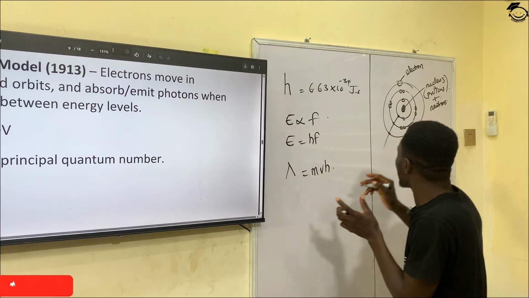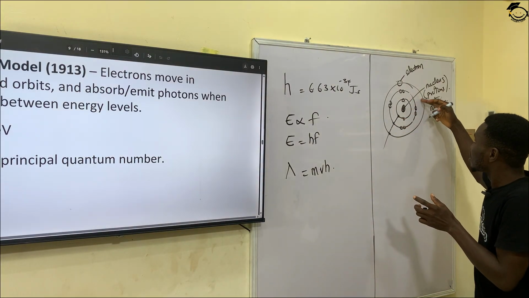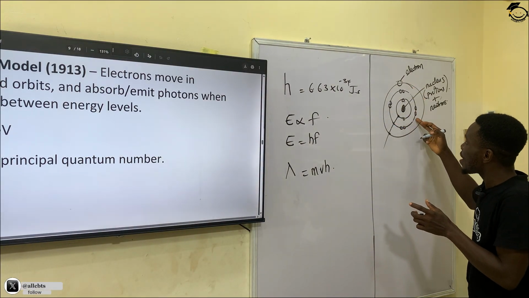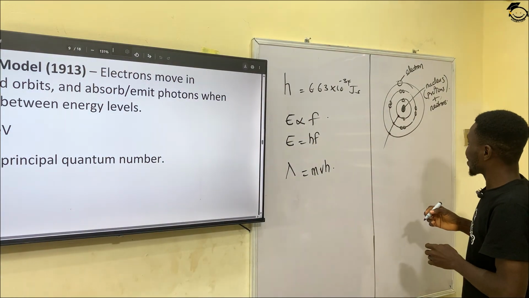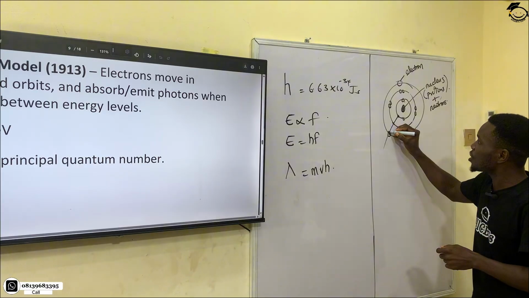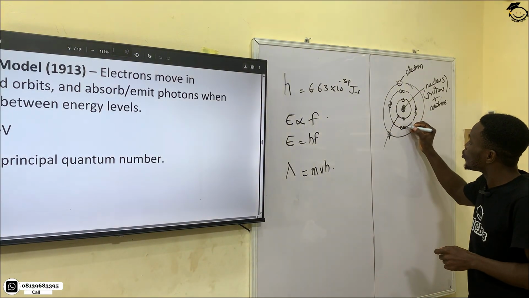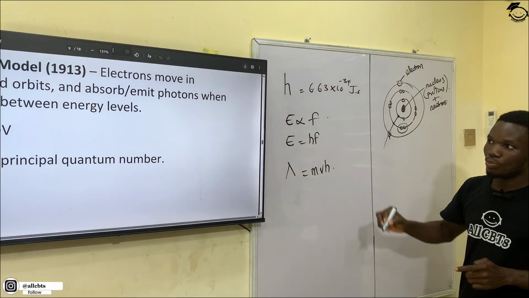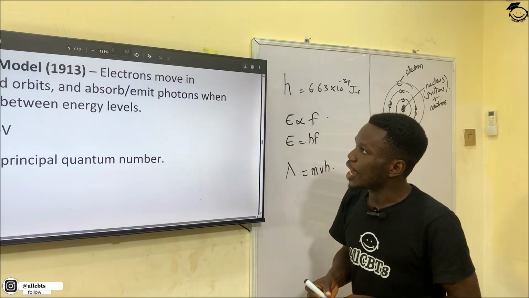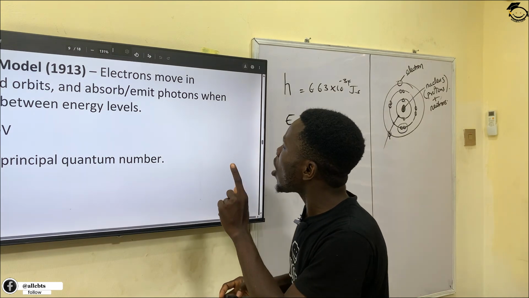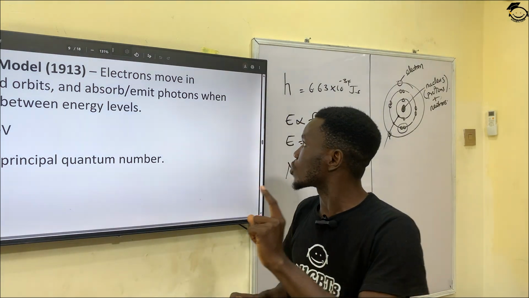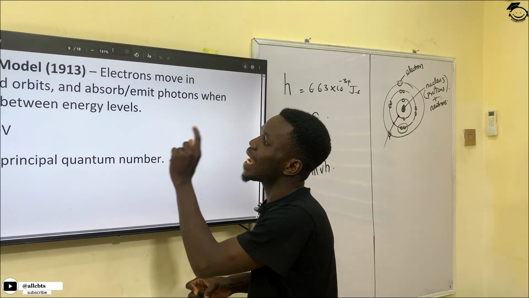So he's saying electrons are moving around these orbits based on the amount of energy present in them. And for you to remove an electron here, the amount of energy is different from the amount of energy that will be required to remove an electron here. So you say that electrons move in quantized orbits, and they absorb or emit photons when jumping between energy levels.